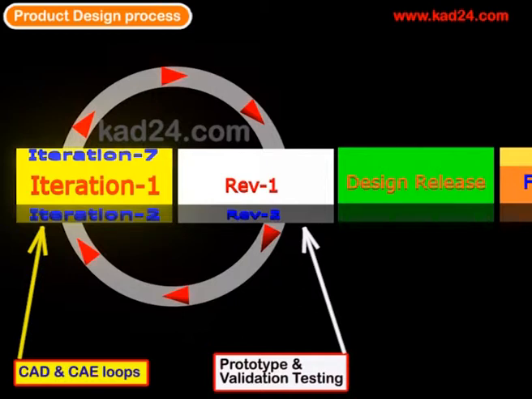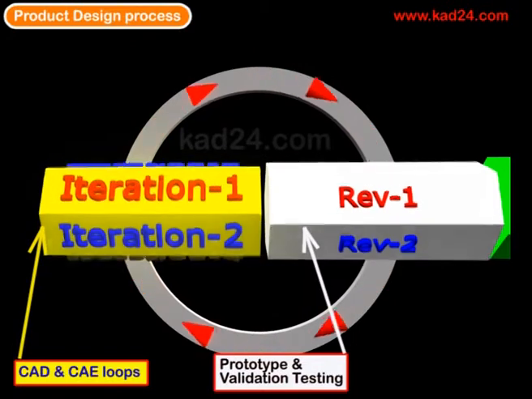Those are the design iterations that an engineer would do in the beginning and consists of several CAD and CAE analysis loops. The second block, which is in white in color, shows the prototyping and the validation of the prototype, the testing of the prototype, and that has got much limited amount of revisions, just a revision 1 and a revision 2 because it costs money to make prototypes.